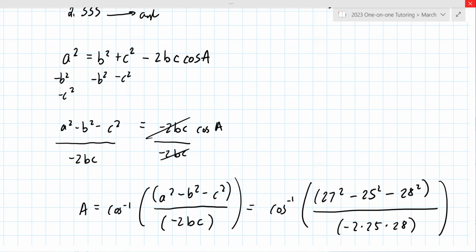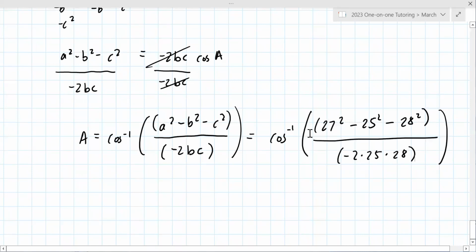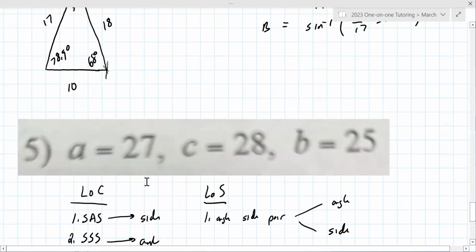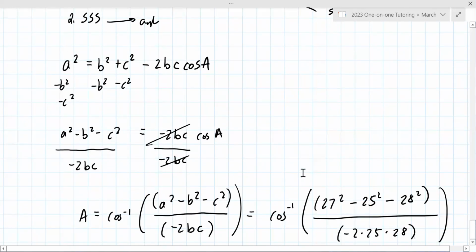So I got minus 680 divided by negative 1400, and then I got 0.485. Your calculator can do all of this. If you follow the parentheses, open, open, close, slash, open, close, close, you'll get the final answer. You can do it all in one step. The final answer would be 60 or 61. Yeah, 61 is good. So we know that angle A is 61.